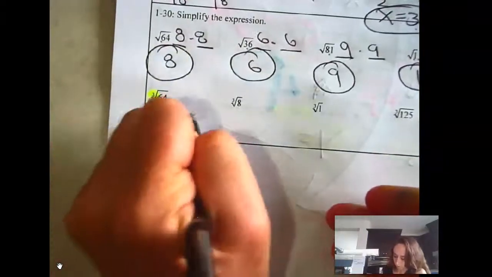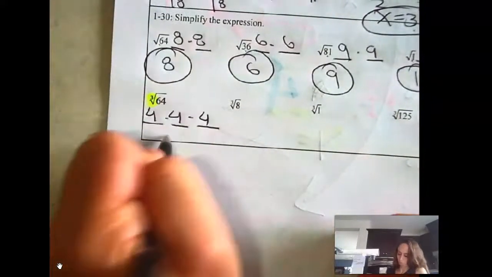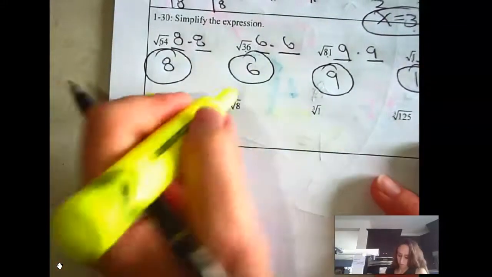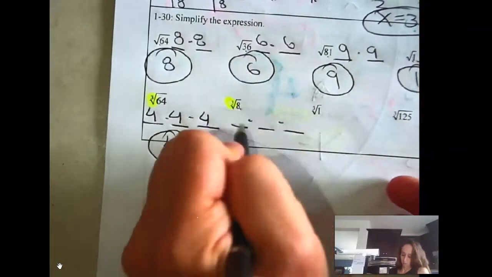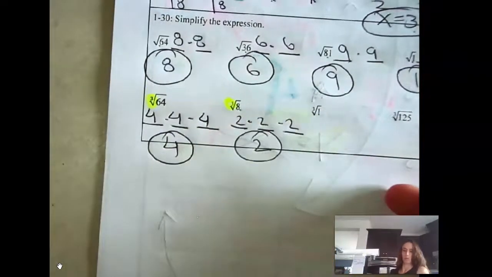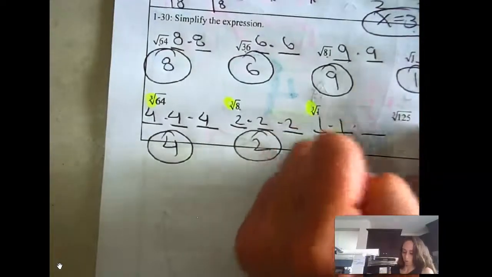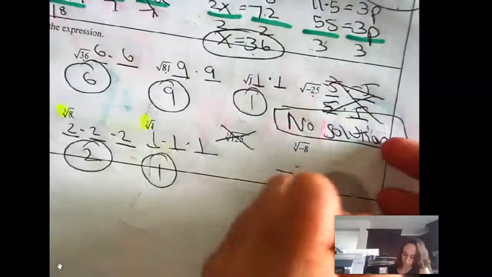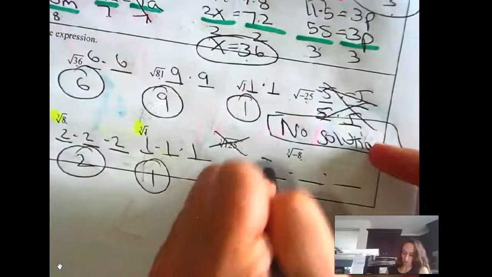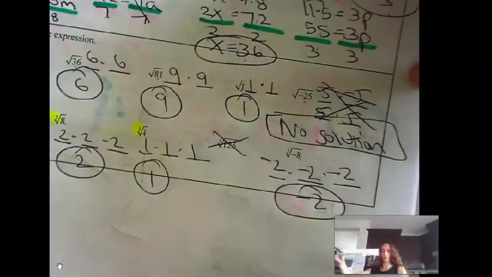This one, this time, has a little 3. So they want what times what times what is 64? 4. This time it has a little 3. What times what times what gives you 8? 2. It has a little 3. What times what times what gives you 1? 1. What times what times what gives you -8? -2.